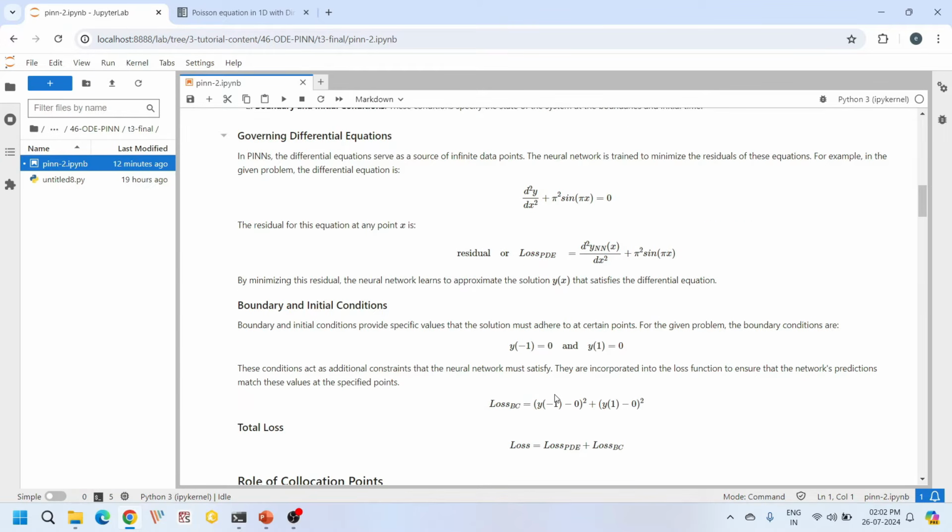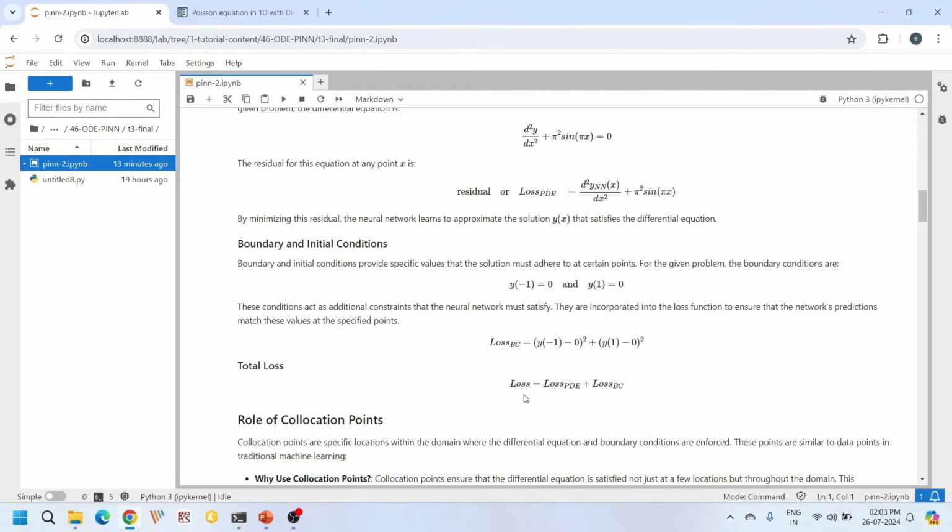Boundary conditions provide specific values the solution must satisfy at certain points. For our problem, the boundary conditions are these: y of minus 1 equals 0 and y of 1 equals 0. We will incorporate these boundary conditions into the neural network as an additional loss. So the total loss that we need to minimize in this neural network is this: the loss from the PDE, that is the residual, plus the loss from these boundary conditions.